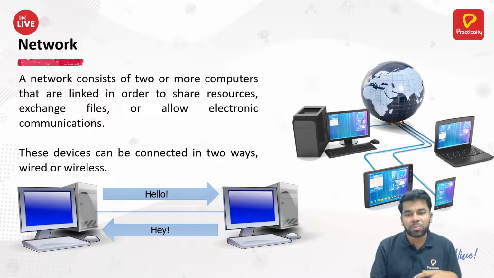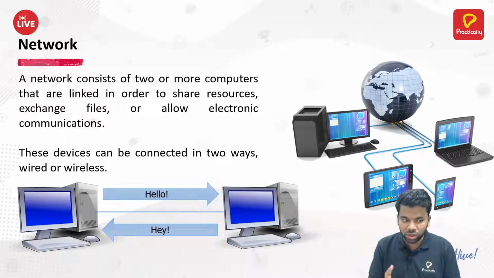The connection may be a wire connection or a wireless connection. Wire connection means when we connect two things using a wire. An example is the telephone, which is a wired network. A wireless network example is the mobile phone. Wi-Fi is also a wireless network.